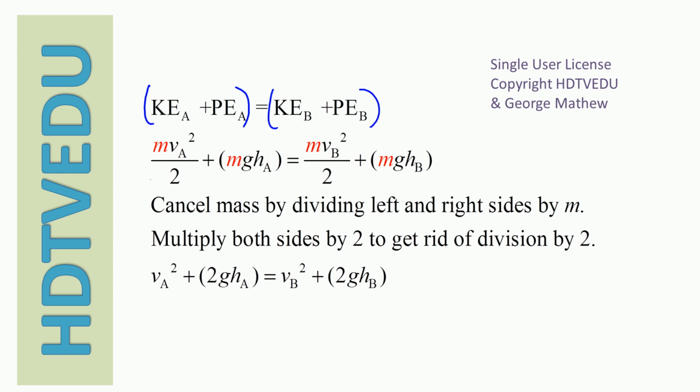Total mechanical energy at point A equals the sum of kinetic energy and potential energy at point A. Kinetic energy is 1/2 mv squared. Potential energy is mgh. Kinetic energy at B is 1/2 mv squared, but don't forget that at point B it is the speed at point B. Potential energy at B is mg hB. Cancel mass by dividing left and right sides by m, and multiply both sides by 2 to get rid of the division by 2, and we get speed at A squared plus 2g hA equals speed at B squared plus 2g hB.